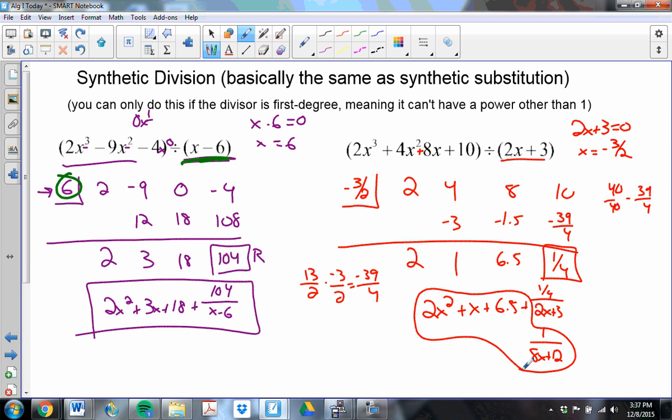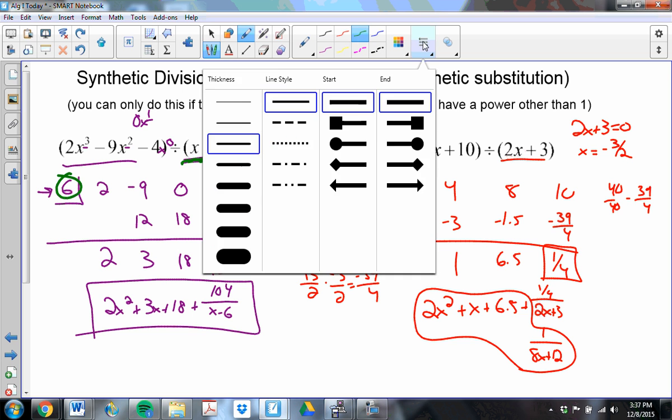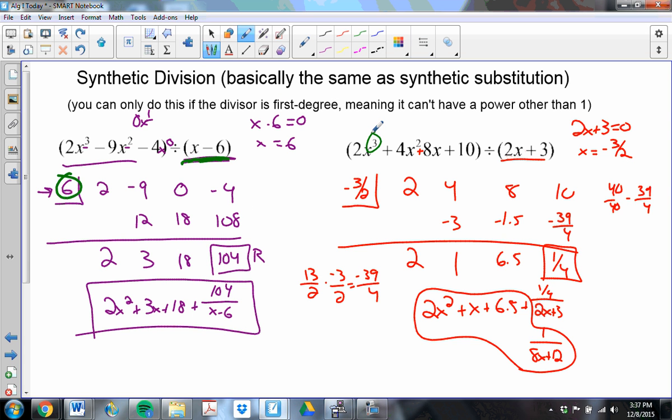People often have questions of, how do you know what power to start with? Since this biggest power was a 3, since the degree was a 3, this just drops down by 1 to 2x squared. So had this been like 2x to the 7th, this would have been a 6th down there. The thing about synthetic substitution is it only works if you're dividing by something of the first degree, something where the power is 1. If the power isn't 1, you can't do it at all. That's why we still teach you long division. Had this been 2x squared plus 3, you can't do it synthetically. It can only be done by long division.